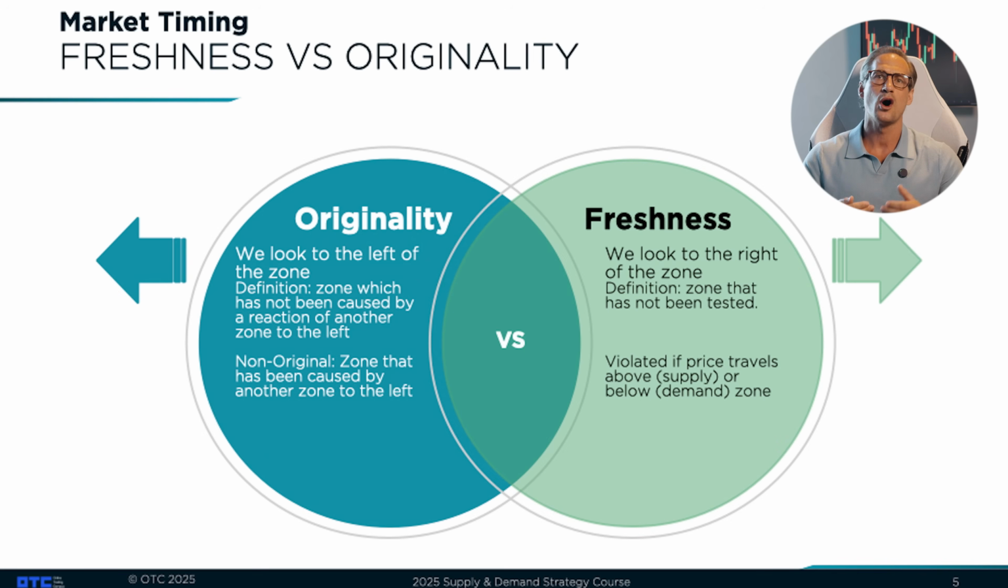Now, when we talk about originality, we look to the left of the zone. A zone is original if it was not created as a reaction to another zone on its left. A zone is non-original if it was created as a reaction to a previous zone. This distinction matters, and you'll see exactly why when we apply it live on the charts in just a moment.